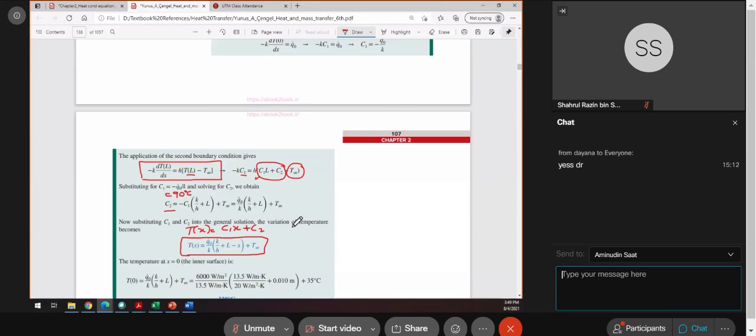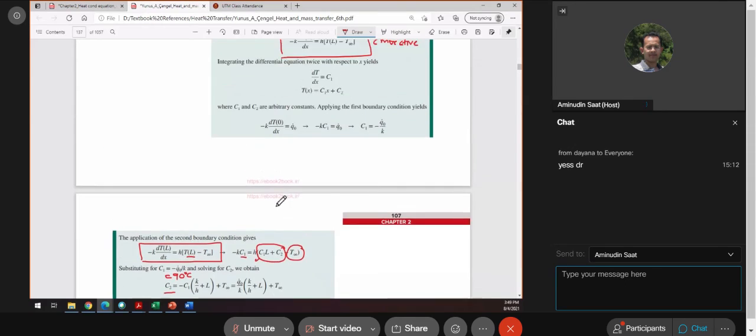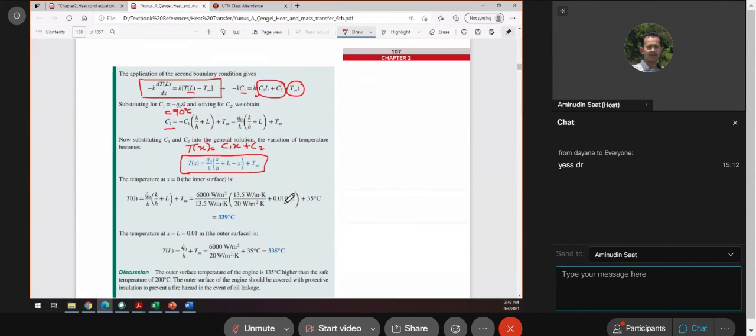So try to look at the example. Probably the example is not the same as what is required, but some of the boundary conditions are common, so you can follow how the boundary condition expression and solution are done in order to solve the problem.